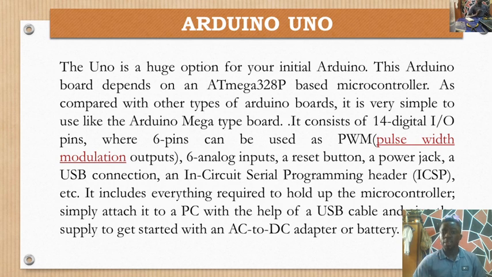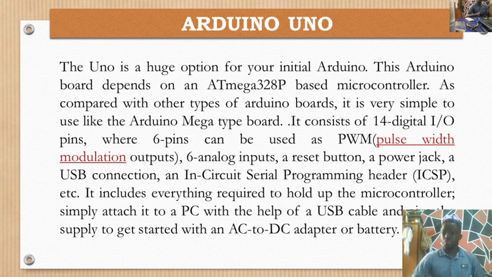Six pins can be used as PWM. Out of the 14 digital pins, 6 of them can be used as PWM, that is pulse width modulation. Pulse width modulation is a technique for determining how much power is being delivered to a load. If you want to control a motor, you don't want the full 5 volts to get to the motor, or you want to apply a voltage between 2.5 and 5 volts across it. Depending on the amount of voltage you apply to the motor, that will determine the speed of rotation, that is the revolution.